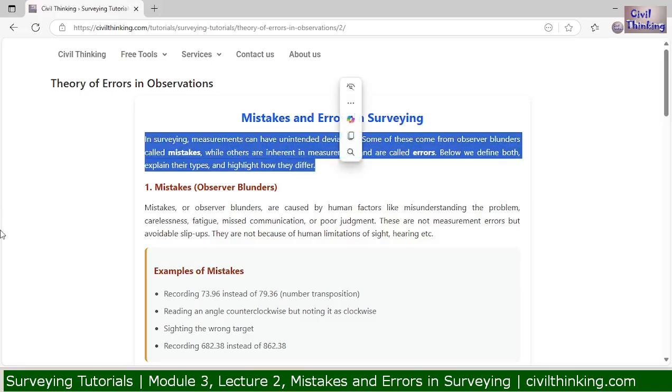In surveying, measurements can have unintended deviations. Some of these come from observed blunders called mistakes, while others are inherent to measurements and are called errors. Below, we define both, explain their types, and highlight how they differ. So what are these? We basically have two kinds: first is mistake, and the other is error.